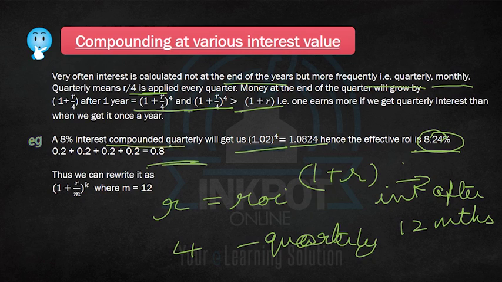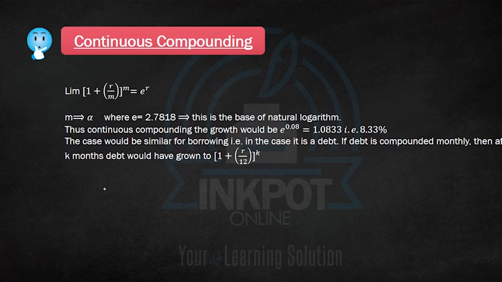The term that is used is compounded. So it does not work in a simple interest formula. It works in a compound interest formula, and then you can rewrite it as 1 plus R over M raised to the power of M into K, where M, as I mentioned earlier, is the number of compounding periods in a year, K is the number of years, R is the rate of interest, and 1 is the principal amount.